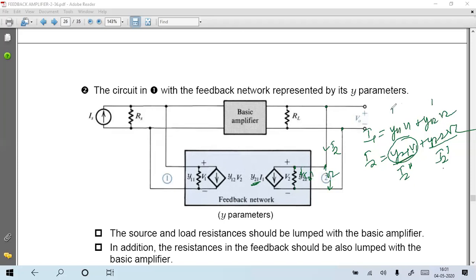One is, if I say this is I1 dash, then what is it? Y11 into V1. What is the voltage between this point and this point? This is V1, right? That voltage is applied across Y11. So Y11 into V1 is nothing but I1 dash. Next, one more current, Y12 into V2, is nothing but a dependent current. It is dependent on the output voltage. That is why, in the downward direction, we make the dependent current Y12 into V2.